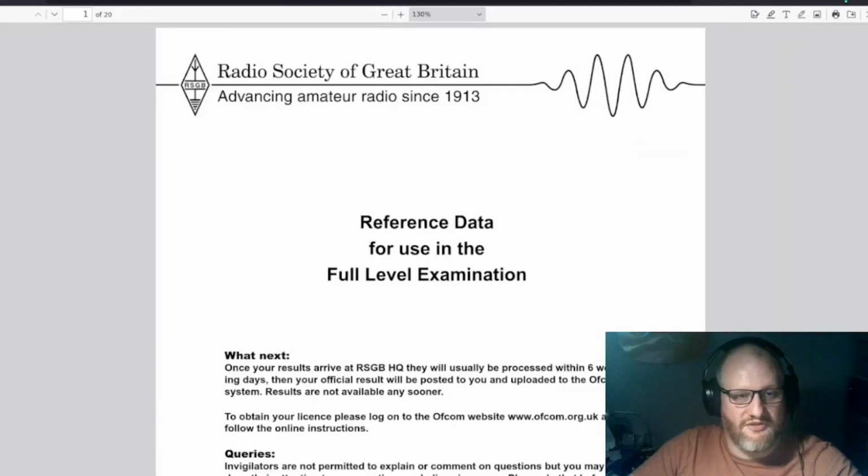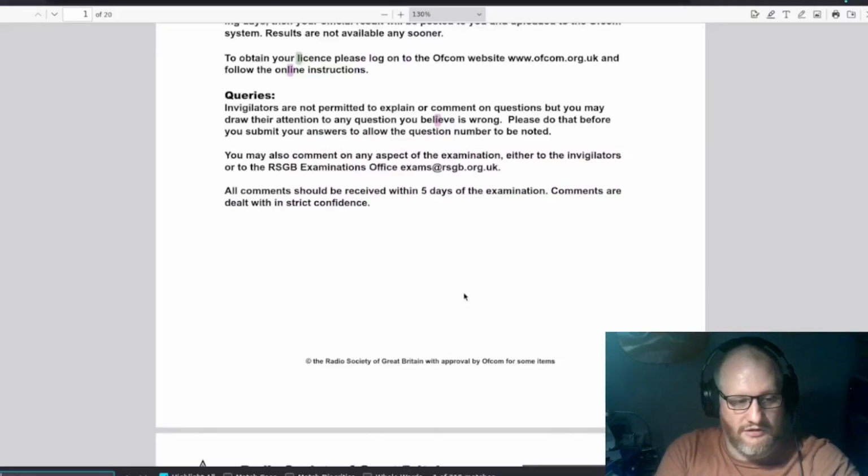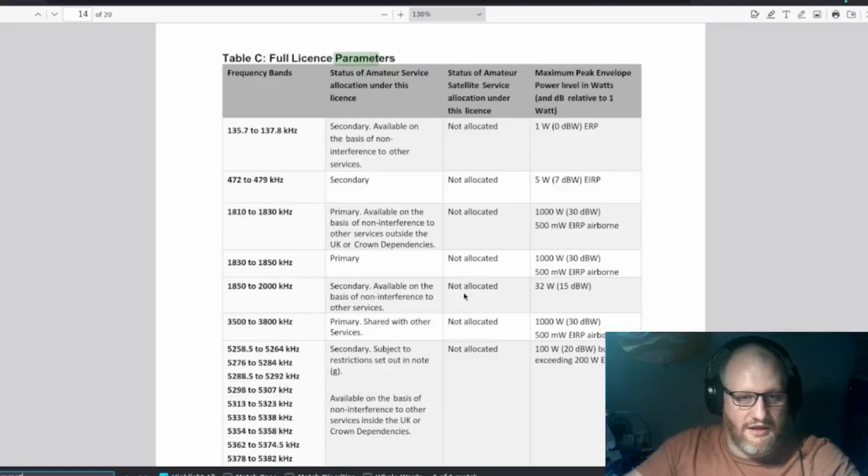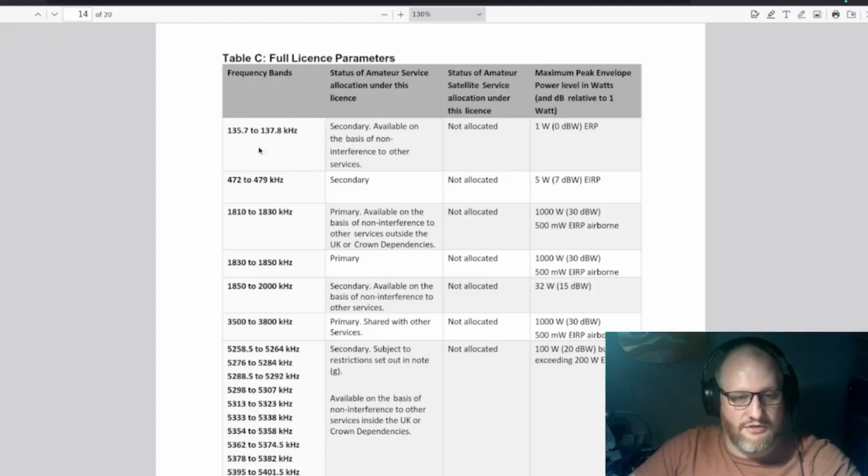And we're going to flip over to the EX309, the reference data that you'll get for use in the full level examination, and we're going to look for license parameters. There we go, full license parameters, and it gives us a list here of a load of bands that you may be asked about in the exam, and things like the frequencies and the status of the amateur allocation in that band. And it is important to cross-check with this sheet.